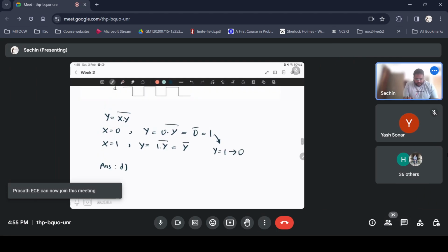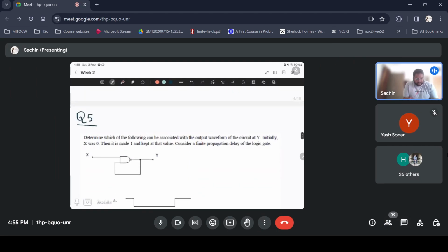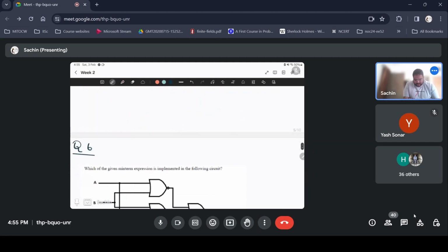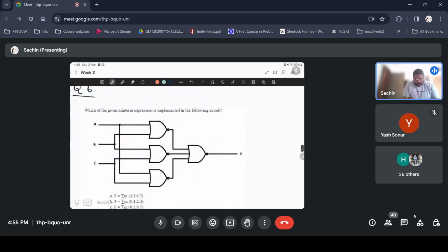Okay, and this only happens in practical circuits. If it was an ideal circuit, then this couldn't really happen. Y can't be just equal to y bar. At that point, something inside the circuit might just burn. Okay, I will move to question number 6.